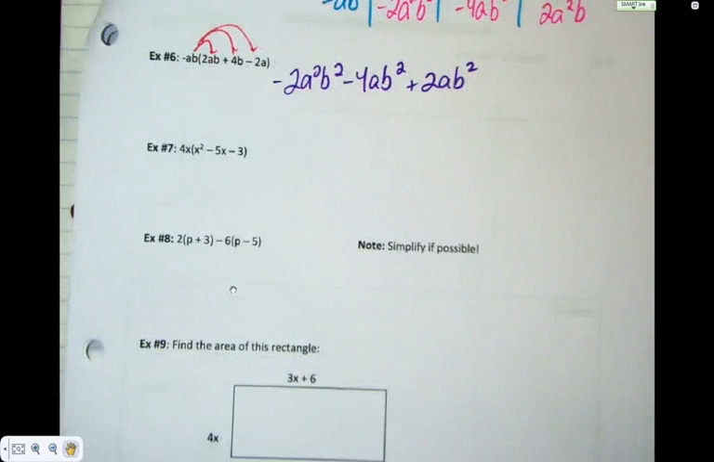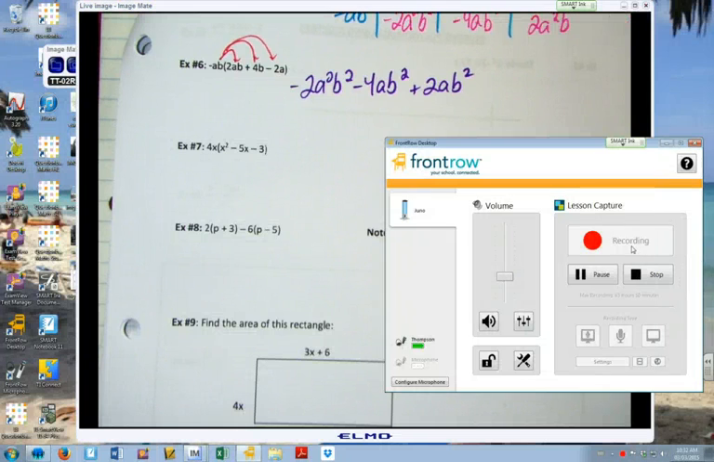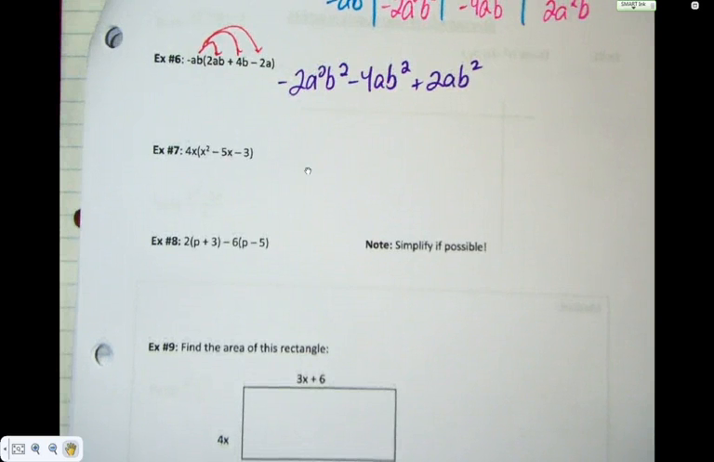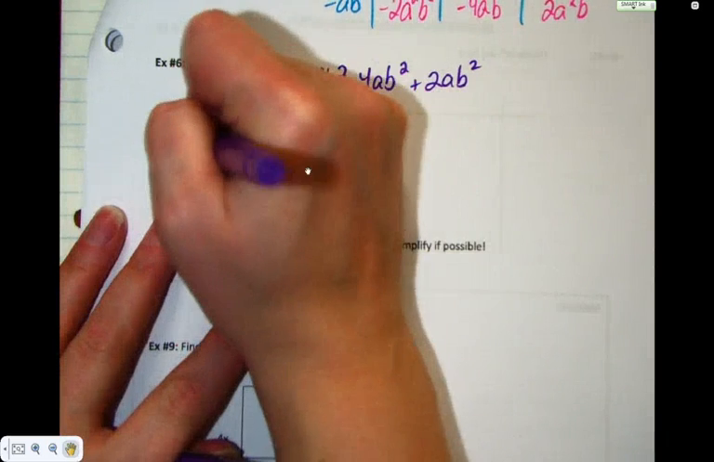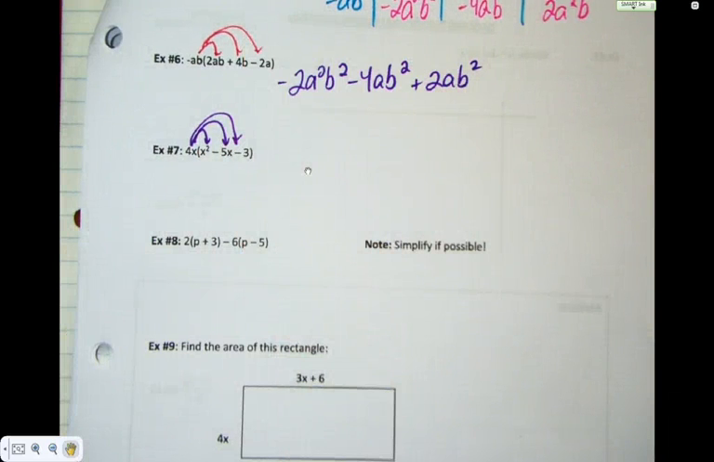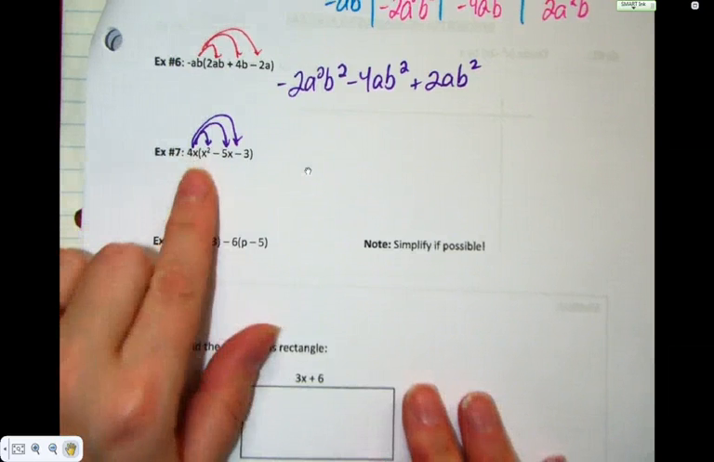Turn and talk to someone different. So somebody you just didn't talk to. Try this one together. We have to do 4x times x squared, 4x times negative 5x, and 4x times negative 3. If you like the table, use the table. If you like to write it out, whatever way you want to do it.